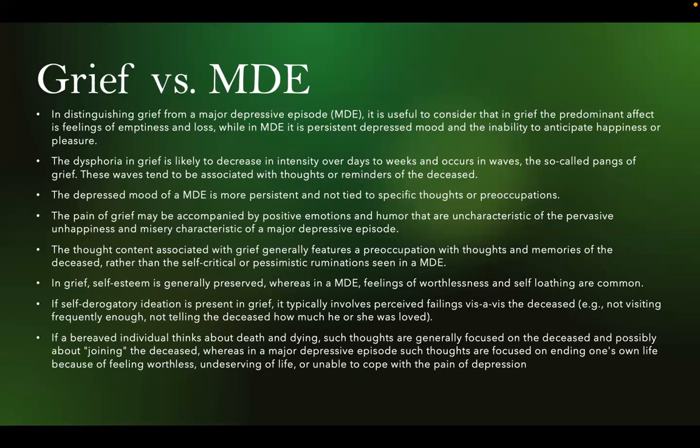The dysphoria in grief is likely to decrease in intensity over time and sometimes comes in waves. So for any of you who have had a loss, maybe a death, a breakup, a job loss, things like that, these are pangs of grief, these waves. And these waves tend to be associated with thoughts or reminders of the deceased, the ex, or a job loss or something like that. So it's not just death, it's a general loss in terms of grief. That's the dysphoria in grief, and then the depressive mood of a major depressive episode is more persistent and not necessarily tied to specific thoughts or preoccupations.